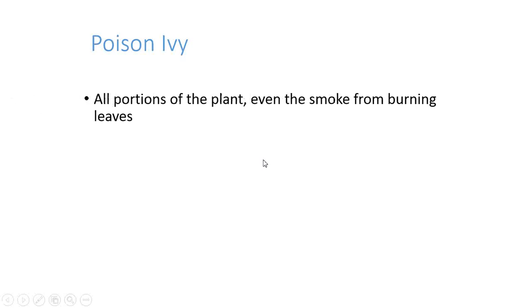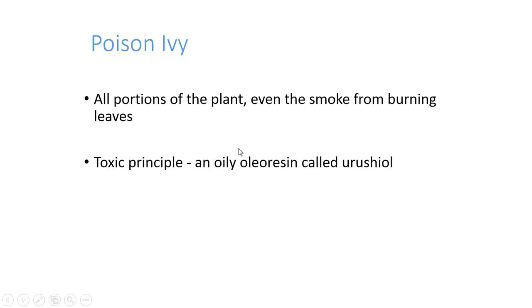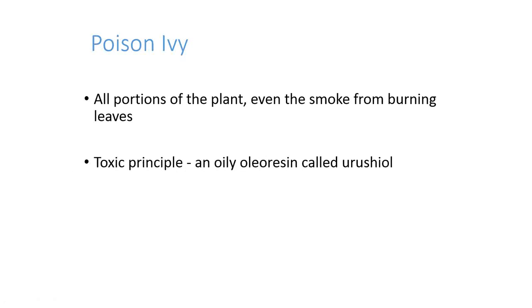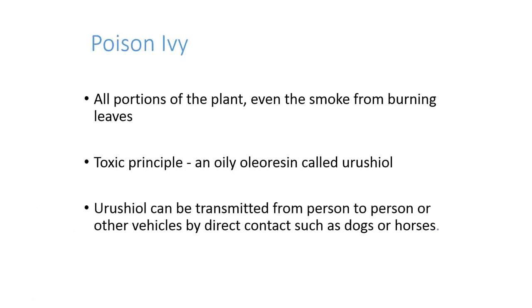Poison ivy. Can dogs get poison ivy? Yes, not commonly, though. But the problem you have to worry about with poison ivy is they can actually transmit it to you. So if a dog runs through a poison ivy plant and then you pet it, you can get poison ivy. It's the urushiol, a toxic principle that can be transmitted from dogs or horses to you.